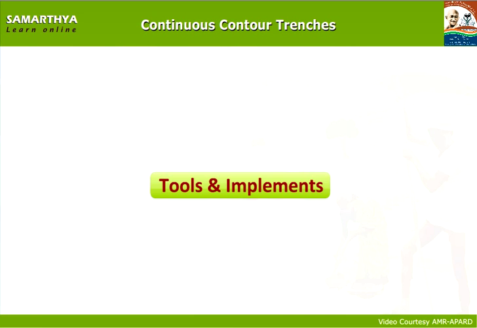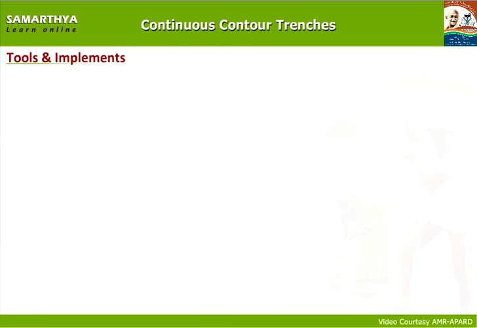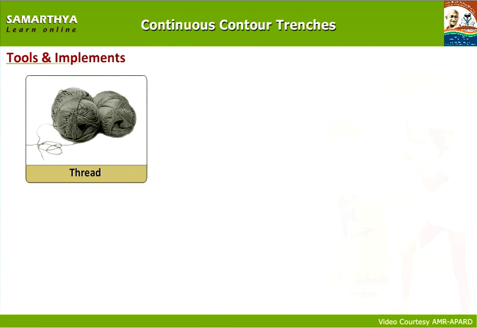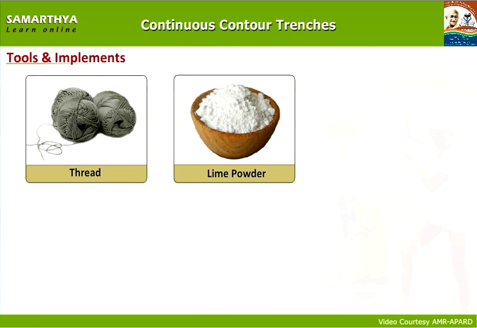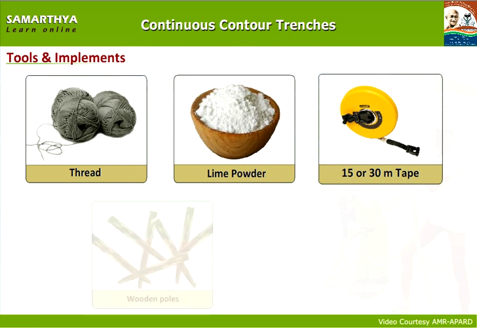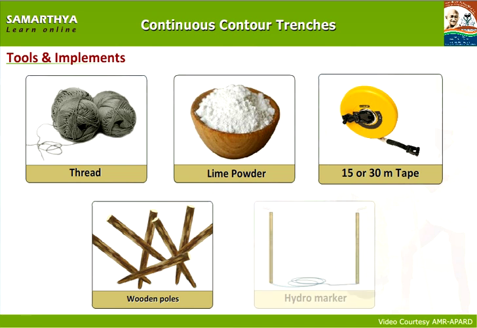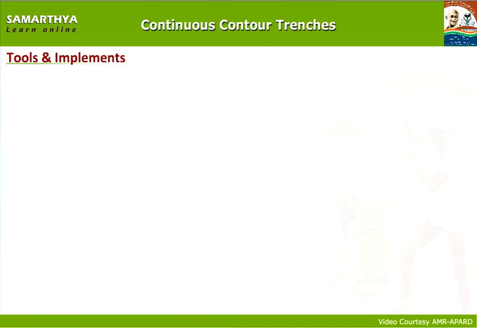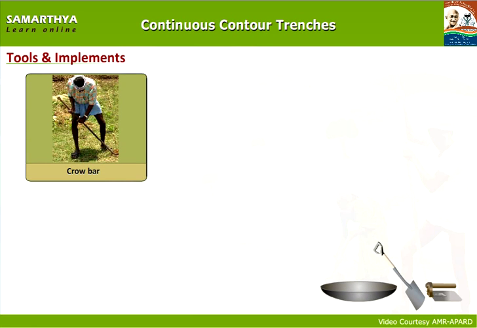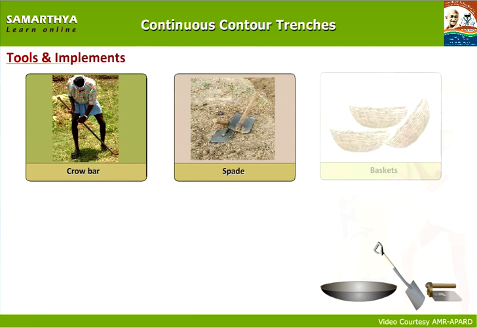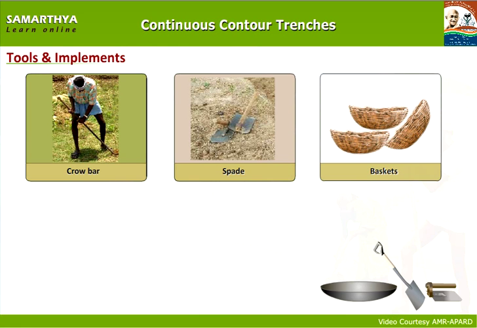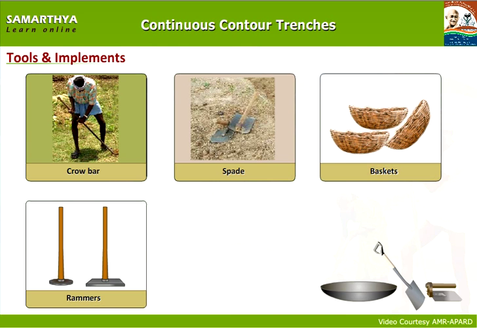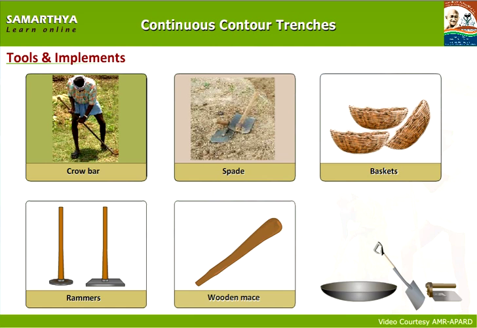Tools and implements required for constructing continuous contour trenches. Implements: thread, lime powder, tape, wooden sticks, hydro marker. Tools: crowbars, spades, cane baskets, rammers, wooden mace.